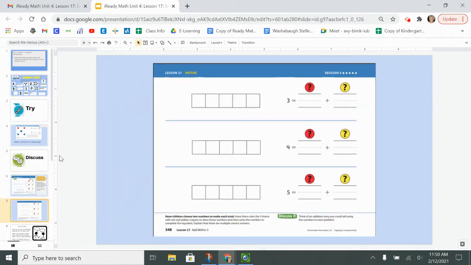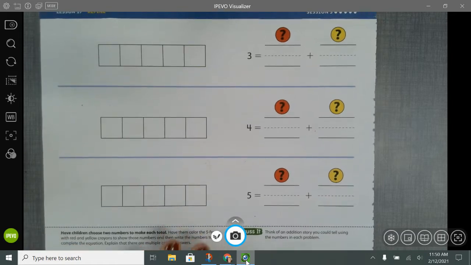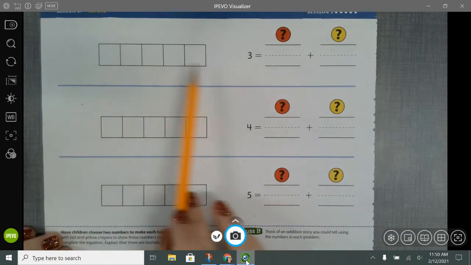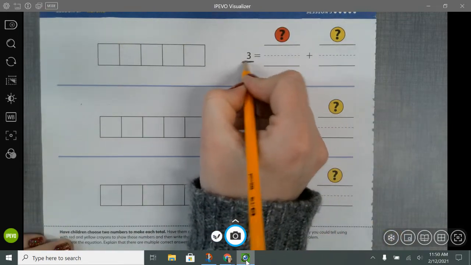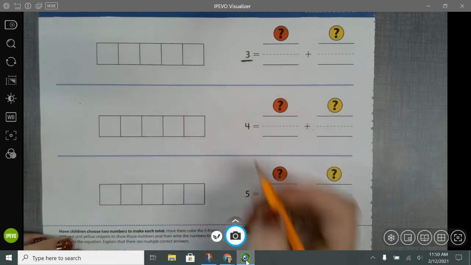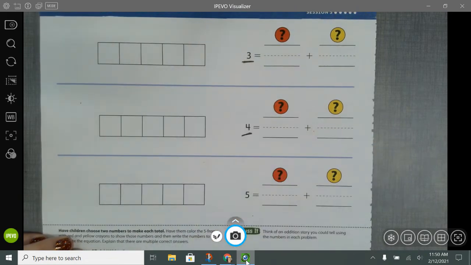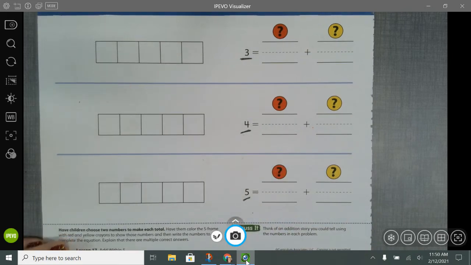All right. Let's do page 348. This time we're just using the crayons. Okay? So you're going to press pause as you do these. So for this one, you're only finding 3. This one, number pair for 4. And this one, number pair for 5. So go ahead and press pause as you do these.